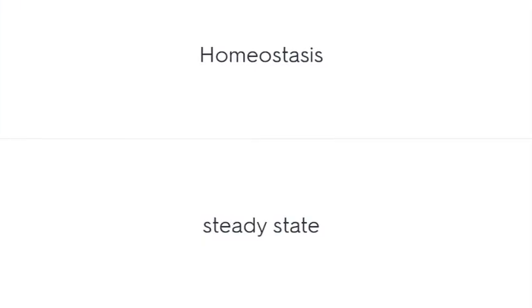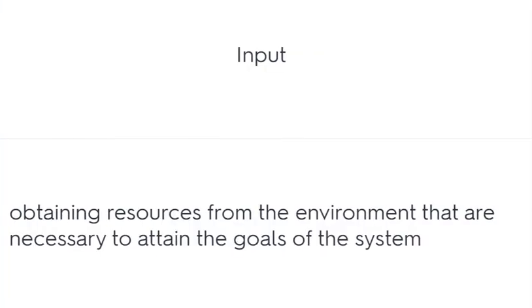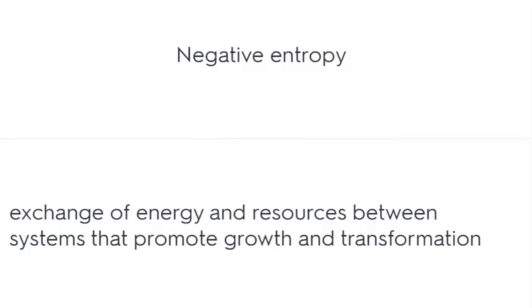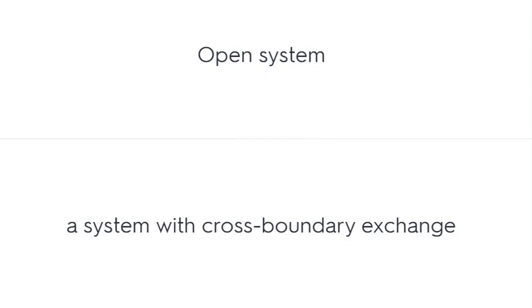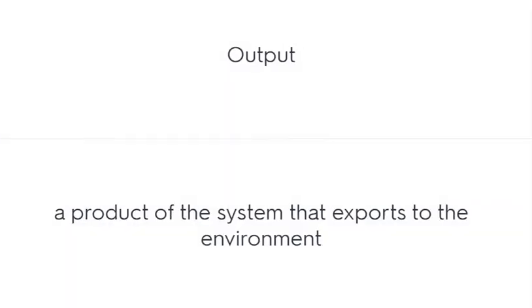Homeostasis, steady state. Input, obtaining resources from the environment that are necessary to attain the goals of the system. Negative entropy, exchange of energy and resources between systems that promote growth and transformation. Open system, a system with cross-boundary exchange. Output, a product of the system that exports to the environment.